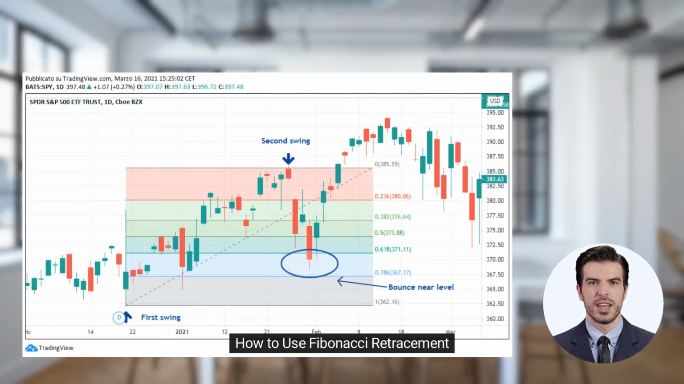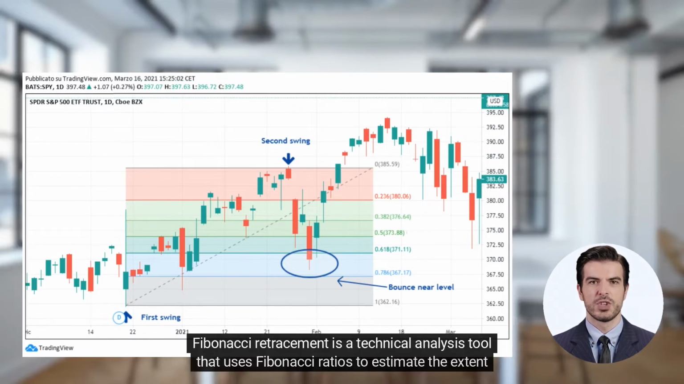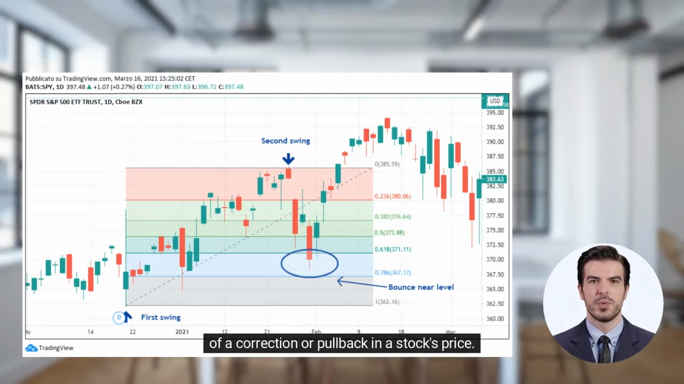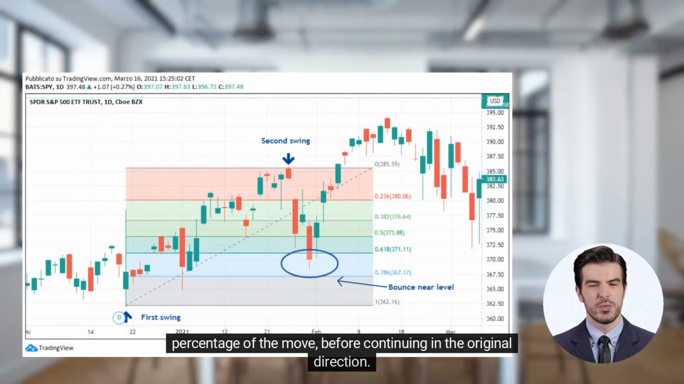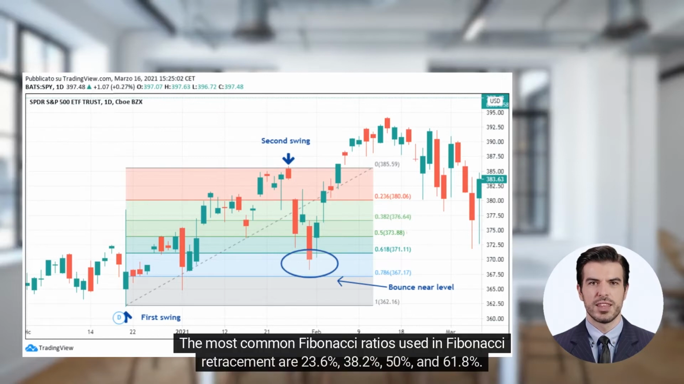How to use Fibonacci retracement? Fibonacci retracement is a technical analysis tool that uses Fibonacci ratios to estimate the extent of a correction or pullback in a stock's price. The theory is that after an up move or a down move, the stock's price will retrace or pull back by a certain percentage of the move before continuing in the original direction. The most common Fibonacci ratios used in Fibonacci retracement are 23.6%, 38.2%, 50%, and 61.8%.